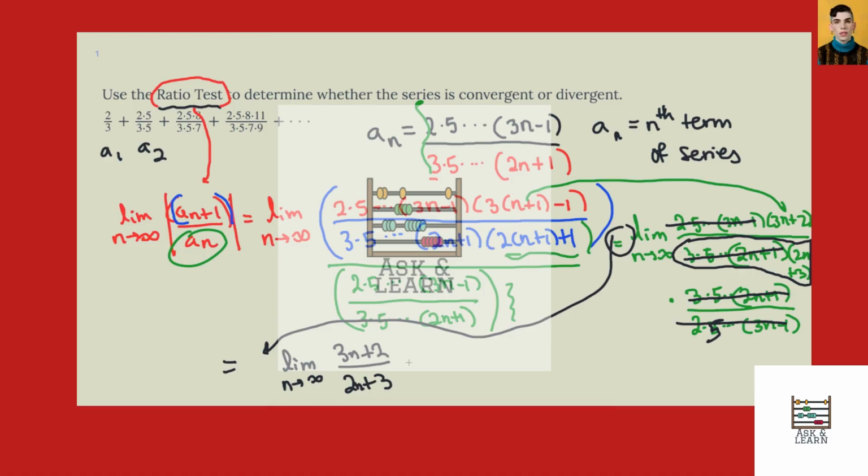At this point, if it helps, you can use L'Hopital's rule to evaluate that limit. In either case, you get 3 over 2, which is bigger than 1. So the series diverges by the ratio test.